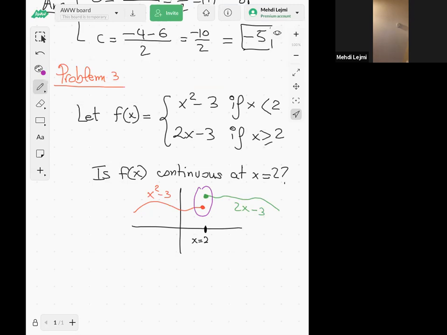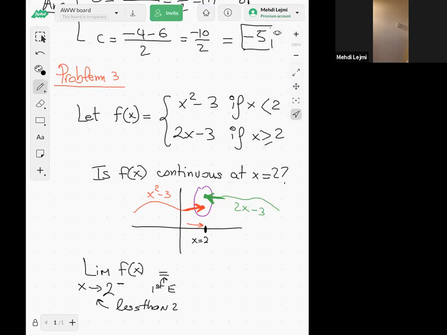So we want the limit from the left of your function f to be equal to the limit of your function f from the right of 2, okay? So from the left, the limit of f of x as x approaches 2 from the left. If you approach 2 from the left, of course, it means that x is less than 2. So if x is less than 2, then we're going to use the first equation, right?